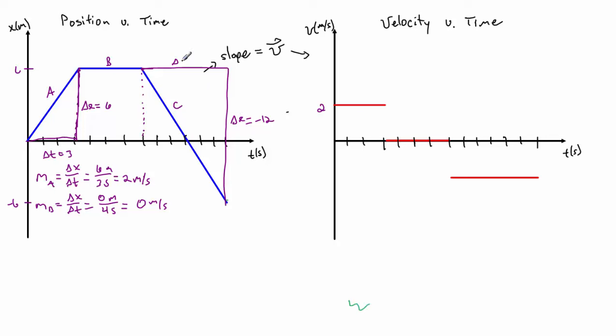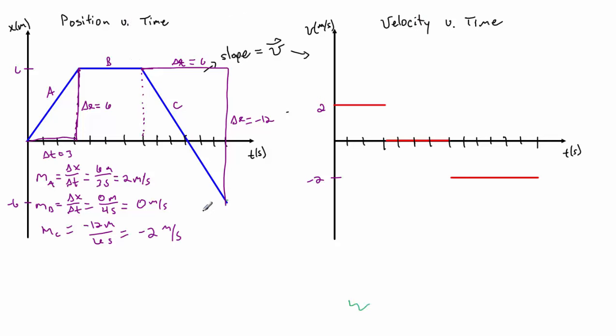And my change in time is going to be 1, 2, 3, 4, 5, 6 seconds. So my slope for part C is going to be the -12 meters over 6 seconds, which is -2 meters per second. So my velocity is -2 meters per second. So I go to -2 and go for 6 seconds at -2. So this creates the velocity graph for this position graph, and the key is slope. The slope of the position versus time is the velocity.